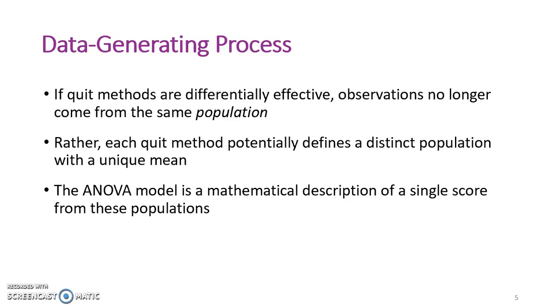That's to say that if we randomly assign participants to these conditions, we can now assume that they do not come from the same population. We're creating these populations that they fall into based on the different quit methods. And the ANOVA model is how we mathematically describe a single score from any of these populations.